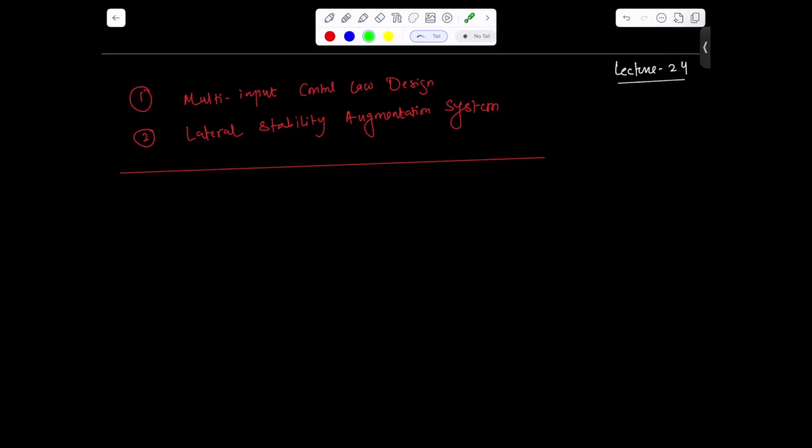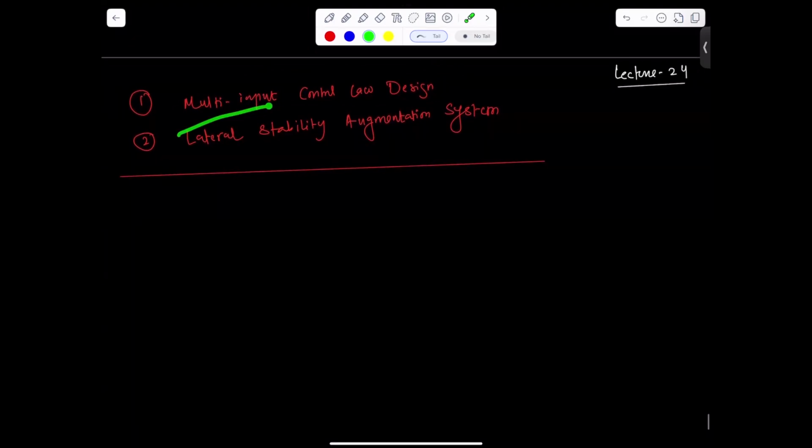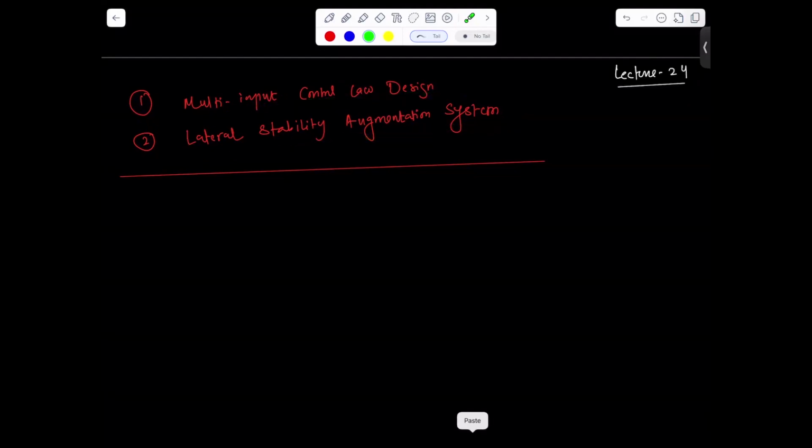Hello everyone. In today's lecture, we'll be discussing how we can design a multi-input control law algorithm. This is very important in modern control techniques. As of now, you have dealt with a single input, but if the system has multiple inputs to control the state of the system, how can we deal with this kind of problem? And also, we'll have the lateral stability augmentation system. So we'll use this multi-input control algorithm concept and apply it to design the stability augmentation system for the lateral motion of the aircraft.